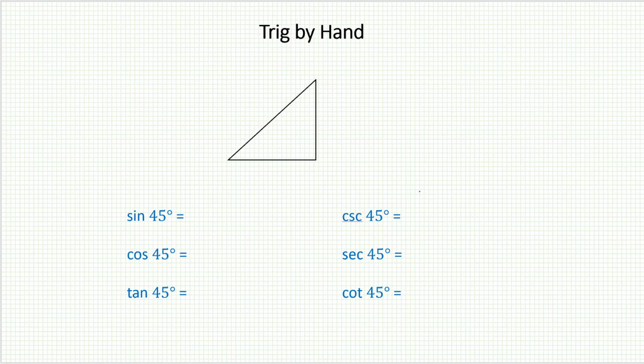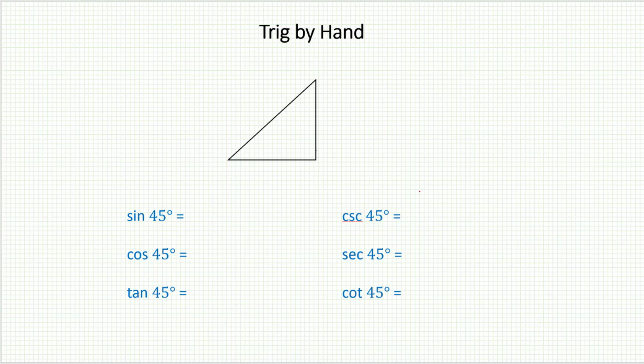Trig by hand. Are there any angles that I can stick into these trig functions and find the correct ratio by hand? And the answer is there's only 3 right now that I can work with: 30 degrees, 45 degrees, and 60 degrees. And that's because of those special triangles we've learned about.